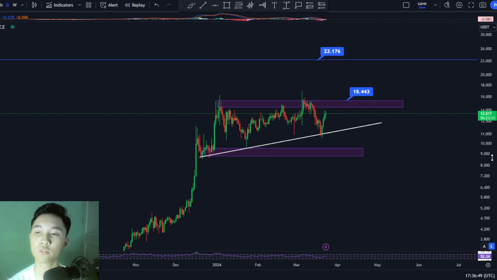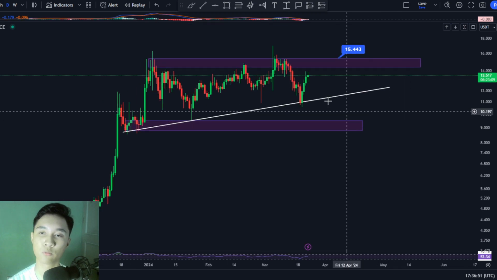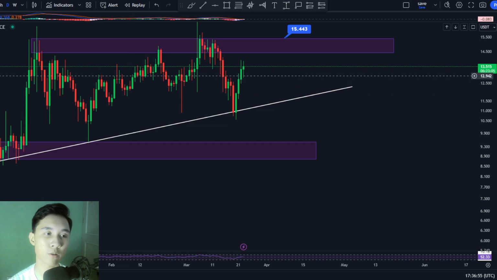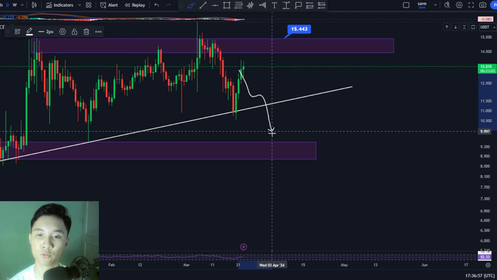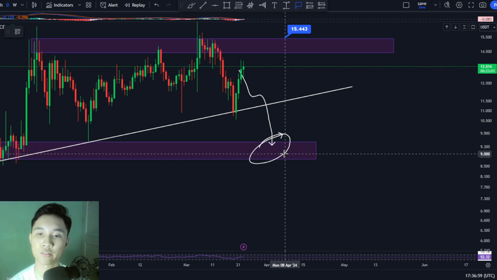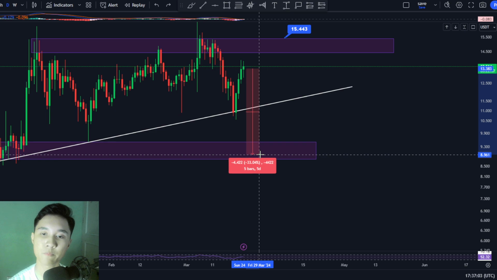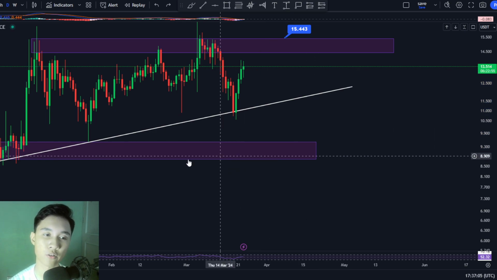But of course, I'm not disregarding the fact that we could also break to the downside. If we do break below this trend line, expect ICP to dump to the next support right here, at around $9. From the price we're at right now, that would be a 30% dump to the downside. So be aware of this.